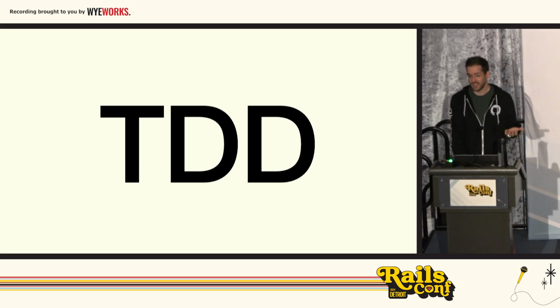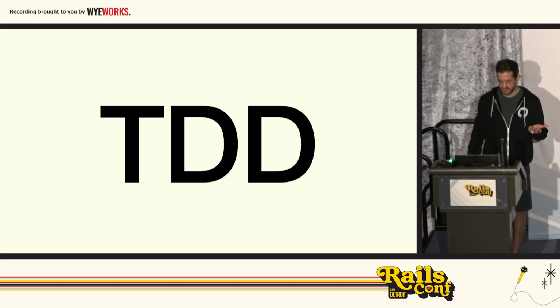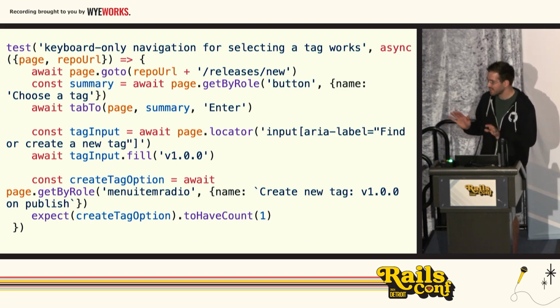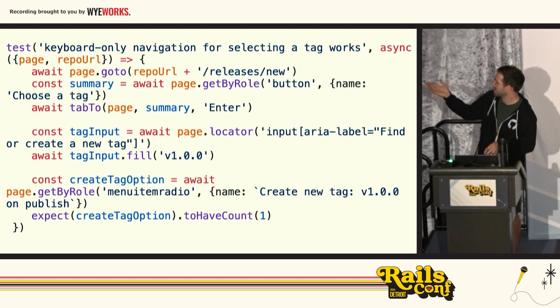And we do this by taking our existing system tests and taking places that we clicked on things and turning them into keyboard interactions. So, for example, we write our system tests in JavaScript. I know. This is the test that creates a new release from a git tag using the keyboard. There's really nothing too exciting here. Probably didn't even need to show the code, but you go to the releases new page, you look up the button that says choose a tag, you tab to it and press enter, and then you wait for the find or new create tag input to come up, you fill it out, and then you go and create the tag.